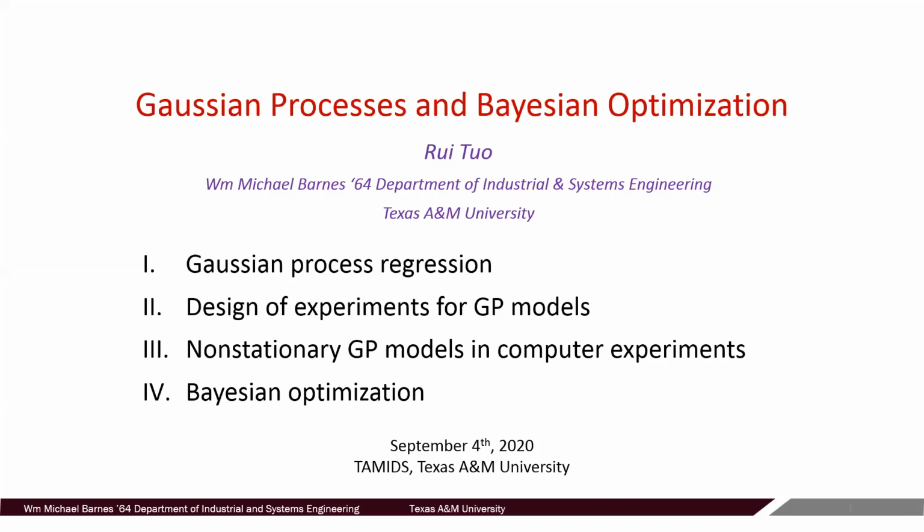The third part is a specific topic in computer experiment with the use of non-stationary Gaussian process models, which you may not find commonly used in other areas beyond computer experiment. The fourth part will be Bayesian optimization, which is also a specific topic mostly used in machine learning and also sometimes in computer experiments.